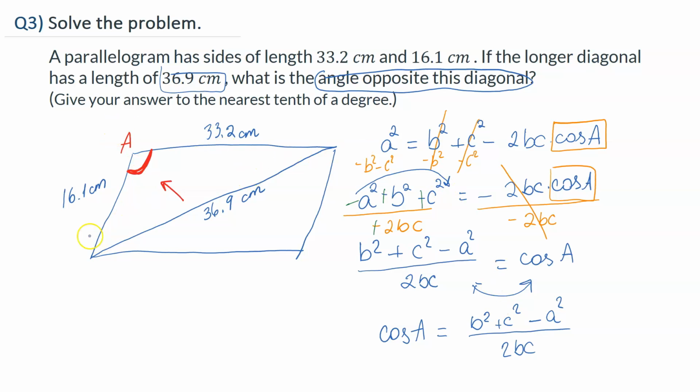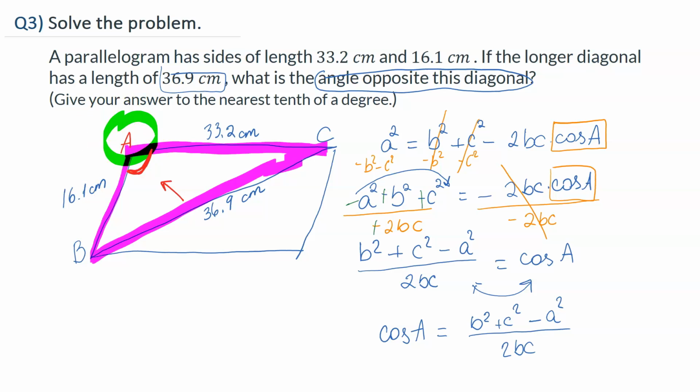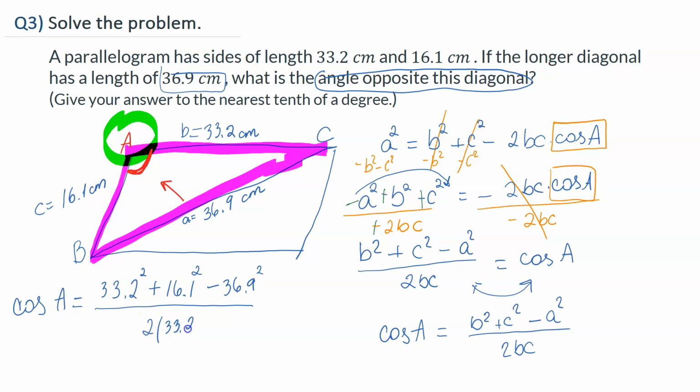Now let's find our angle A. Let's name this angle B and the other angle C. So we are looking at this triangle and we're finding angle A. Therefore, the side opposite to angle B will be called side b and the side opposite to angle C will be called side c. Cosine of angle A is equal to b squared, 33.2 squared, plus c squared, 16.1 squared, minus a squared. a is the side opposite to angle A, 36.9 squared, divided by 2 times b, 33.2, times c, 16.1.